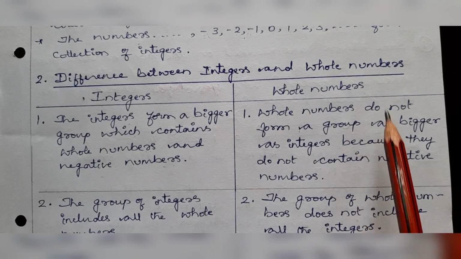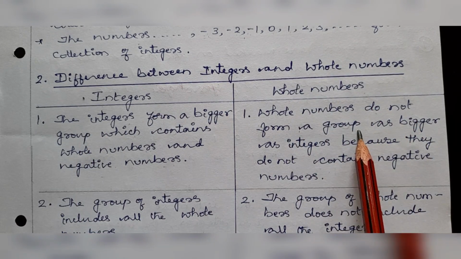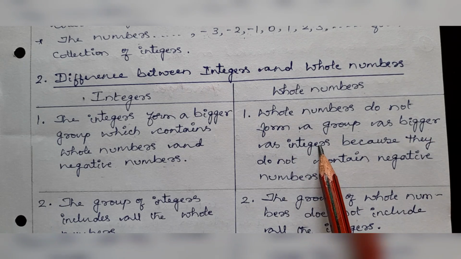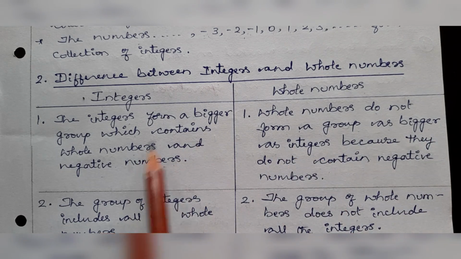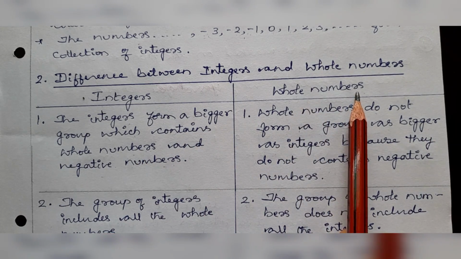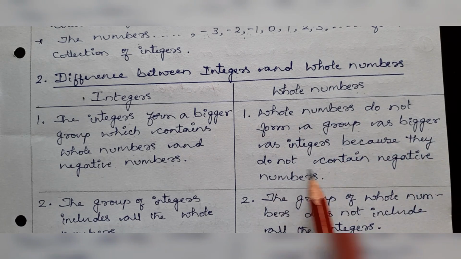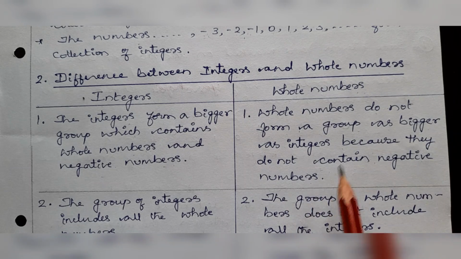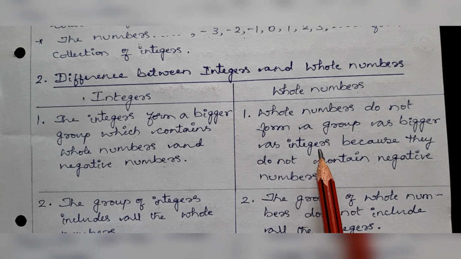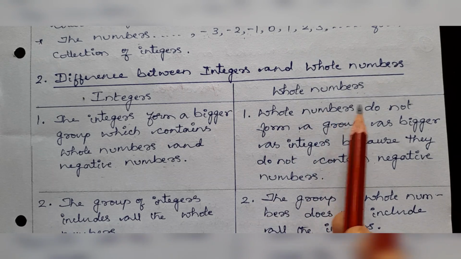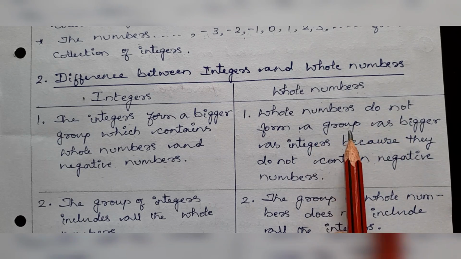Whole numbers do not form a group as big as integers. Integers ge compare madidre whole numbers, it's not a bigger group, because they do not contain negative numbers. Whole numbers alli negative numbers illa. Hagagi whole numbers, it's not a bigger group.